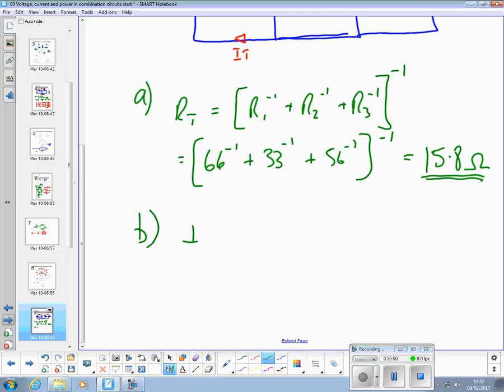B. IT is equal to. How do we find IT now?